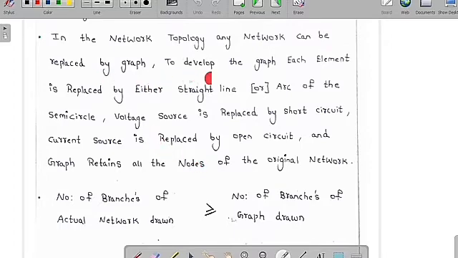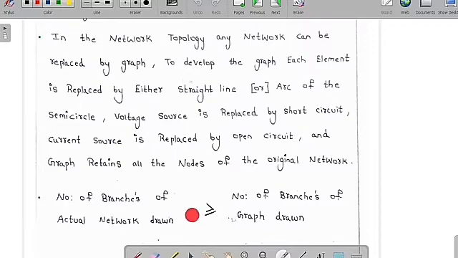In network topology, any network can be replaced by a graph. To develop the graph, each element is replaced by either a straight line or an arc of a semicircle. The voltage source is replaced by a short circuit, whereas the current source is replaced by an open circuit, and the graph retains all the nodes of the original network. And the number of branches of the actual network drawn is always greater than or equal to the number of branches of the graph drawn.